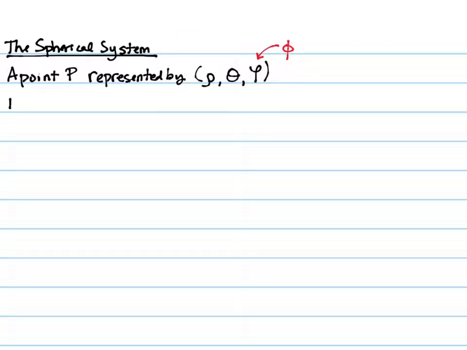So a couple things then about these coordinates. Rho is the distance to the origin, but it's not the distance in the XY plane. It's actually the distance in 3 space. So it's the distance from P to the origin.